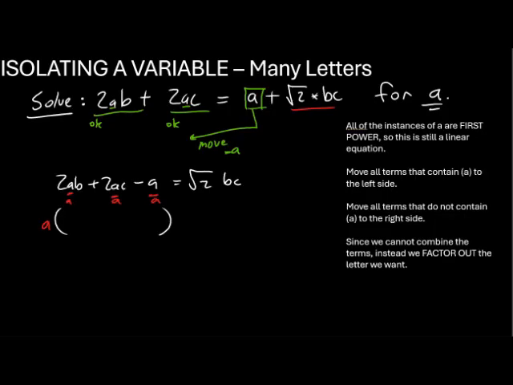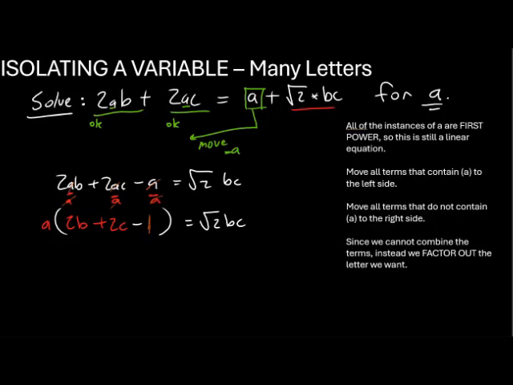2ab divided by a gives us 2b. 2ac divided by a gives us 2c. A divided by a cancels out and gives us the invisible 1. The right has not changed. It is still square root 2bc.